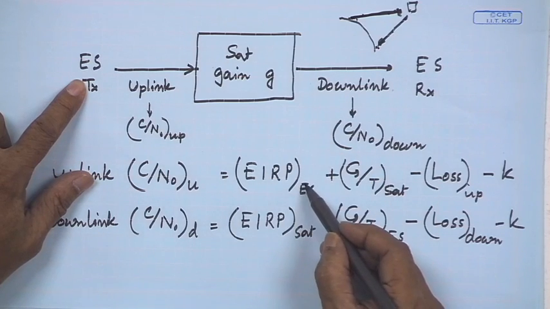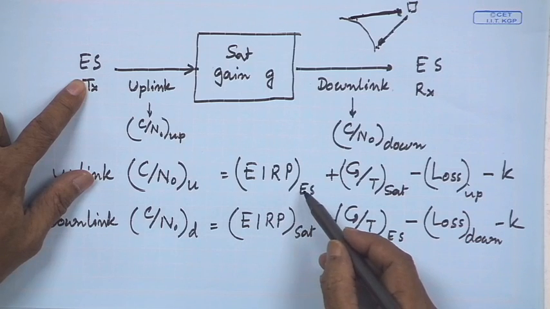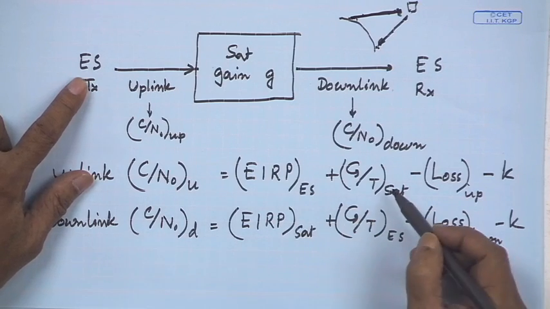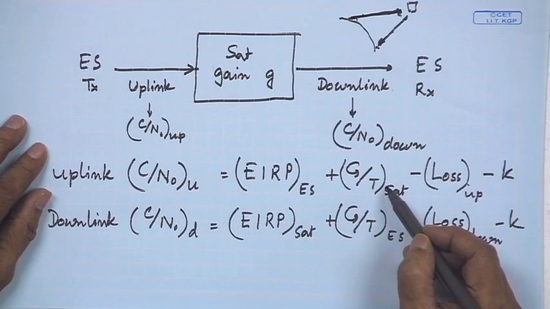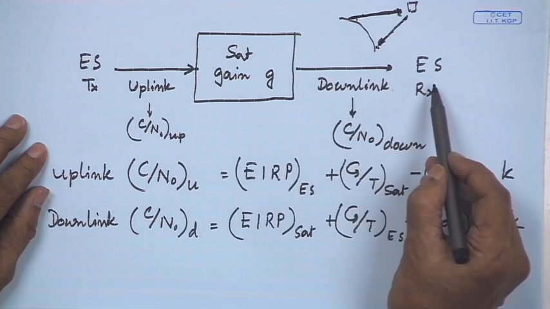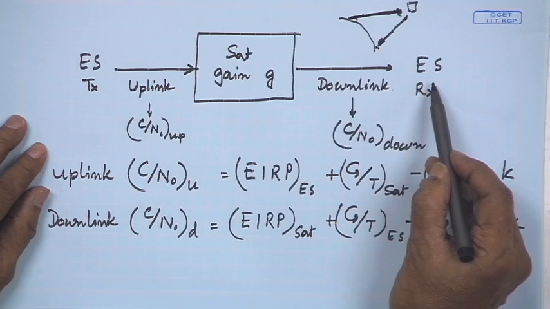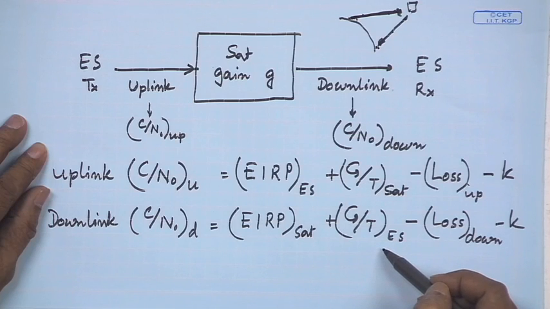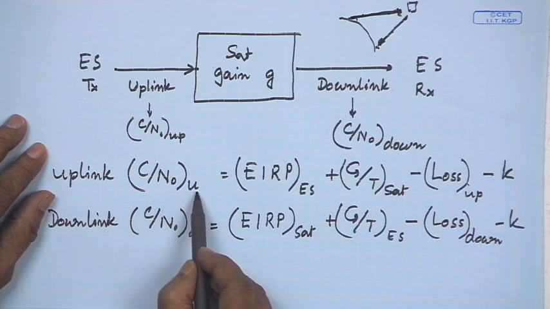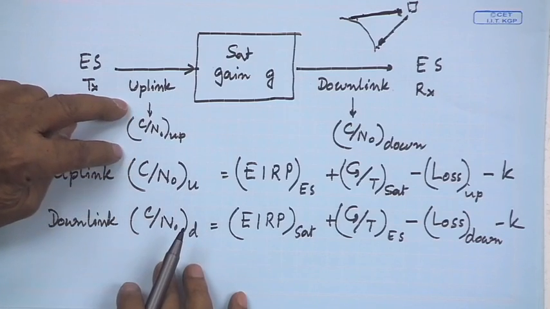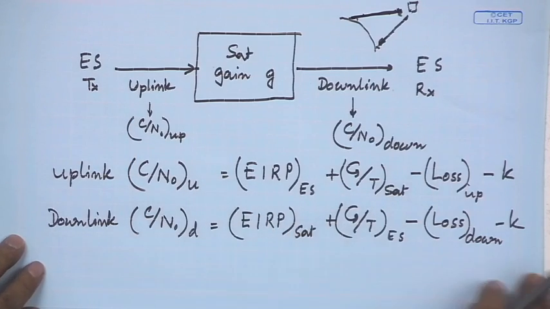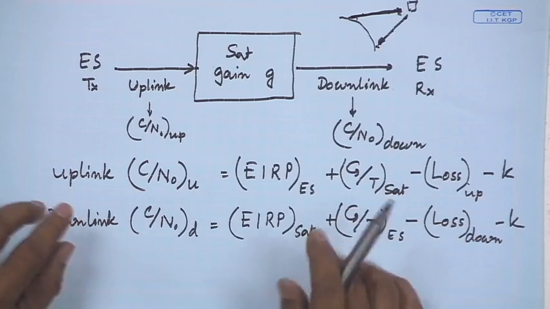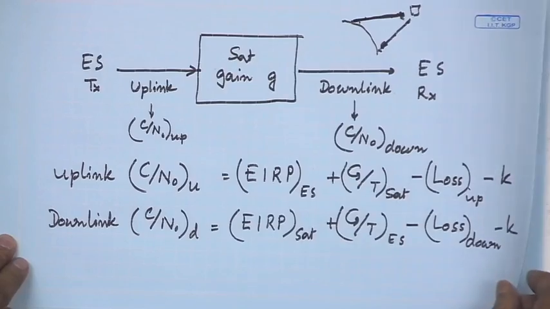So, EIRP earth station and EIRP satellite in the uplink path and downlink path will be different. Similarly, the receiver characteristics of the satellite and the receiver characteristics of the earth station, as well as the antennas, are different. So, G by T of satellite and G by T of earth station will be different. So, uplink C by N0 and downlink C by N0 are independent things. They may have different values, or they may be adjusted to almost the same value. So, let us try to see what really happens in totality.